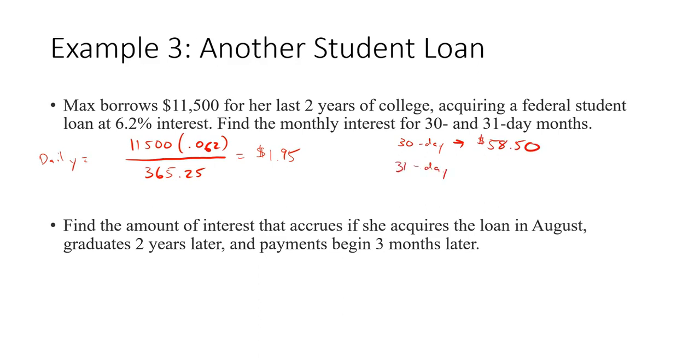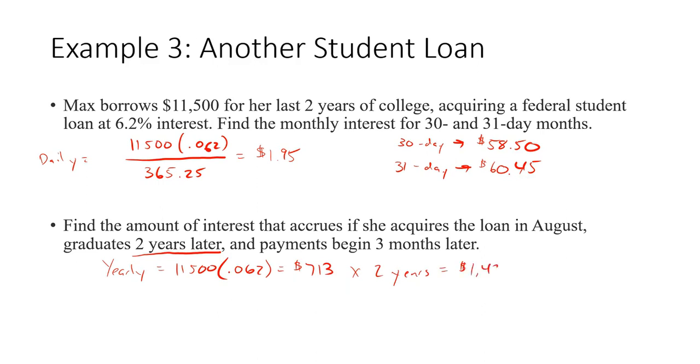And for 31-day months, $60.45. Find the amount of interest that accrues if she acquires a loan in August, graduates 2 years later, and then payments begin 3 months after that. She'll have 2 years of interest. The yearly interest is $11,500 times 0.062, or $713. And so we're going to have $713 for 2 years, $1,426. And then the 3 months after August are the same 3 months from the previous example, September, October, November.